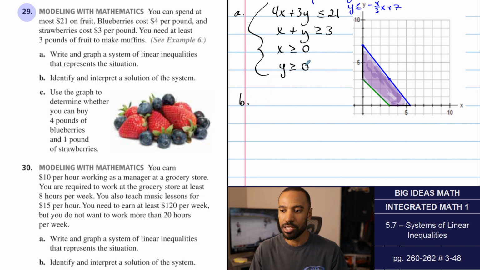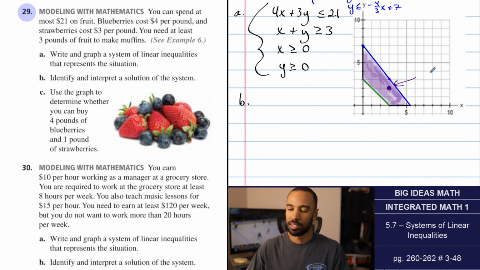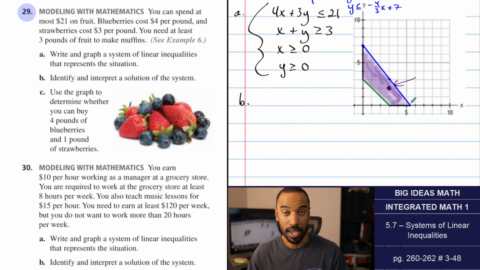Identify and interpret a solution of the system. Let's come up with one. I'm going to land on, let's say, this guy right here. This guy is inside. And now listen, on the lines would also count, because they're solid. But right here, this point is (3, 2).